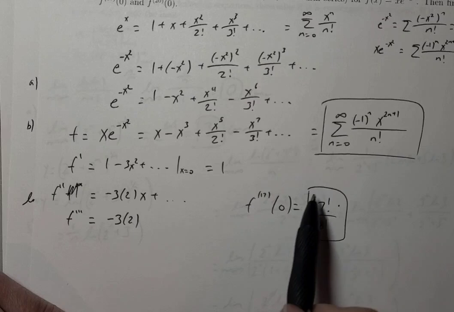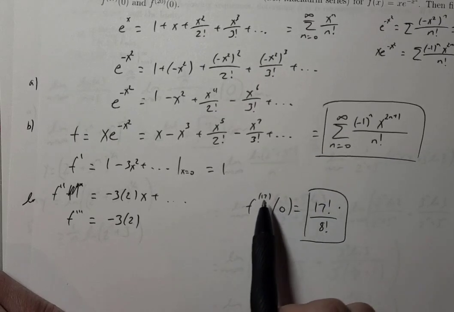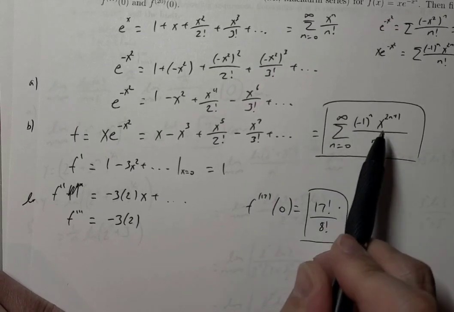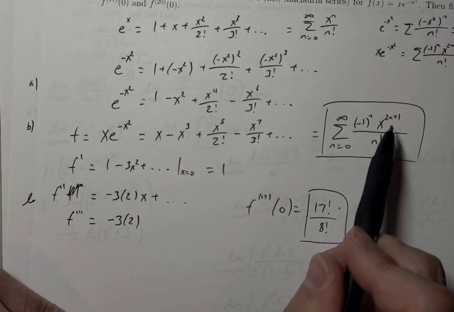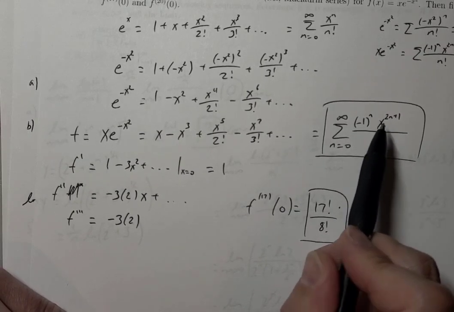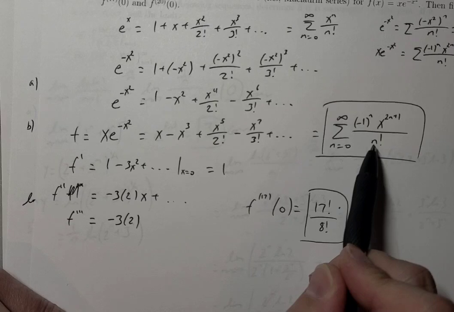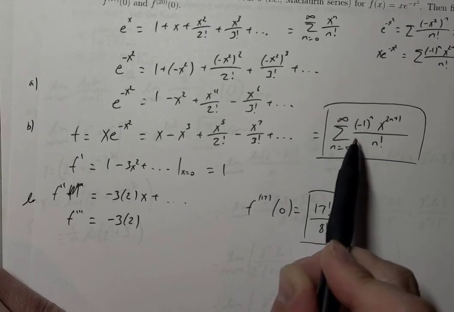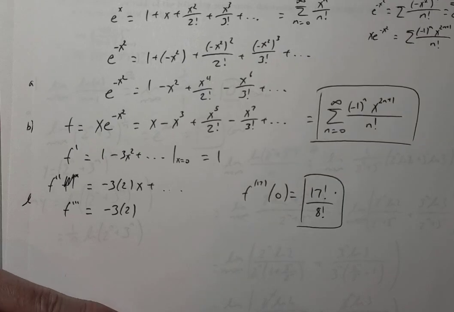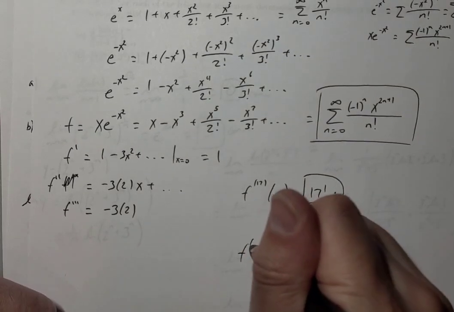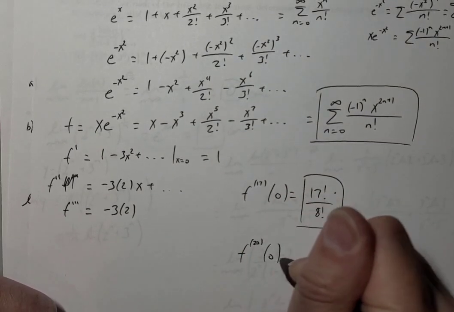Now, what was out in front initially in the 17th degree term? That's when n is equal to 8, because 16 plus 1 is 17. So when n is 8, we get x to the 17th. Down here, we get 8 factorial, that's what I put there. And minus 1 to the 8th power, that's just positive. So that's this answer. Okay, now what about the 20th derivative?